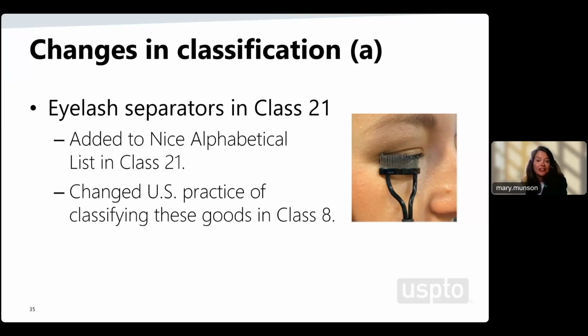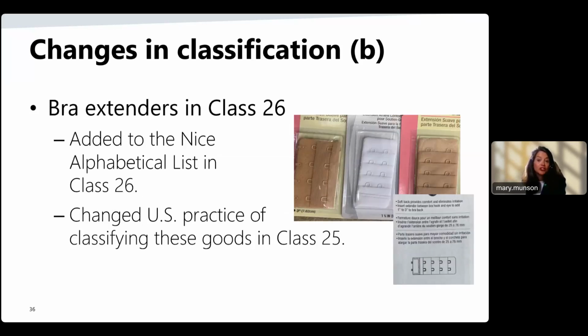And the next example is bra extenders or bra strap extenders. Again, the goods are maybe uncommon. For both of these goods, we wanted to give you an image there of these goods. With these goods, it's a similar story. Without specific guidance in the NEAS classification, these goods were listed in the manual in class 25 because we considered them to be parts of clothing, which is a term that appears in the class 25 explanatory note.